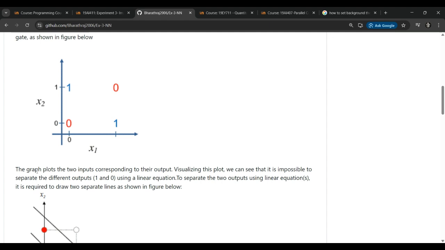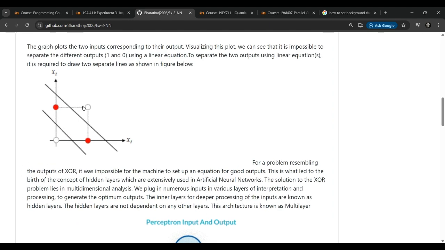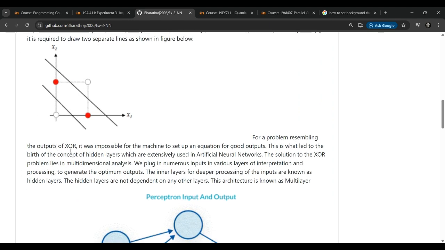The graph plots the two inputs corresponding to their output. Visualizing the plot, we can see it is impossible to separate the different outputs by using a linear equation. Thus, we are using a multi-layer perceptron, since it was impossible for the machine to set up an equation for a good output. The inner layers of deeper processing of the input are known as hidden layers.